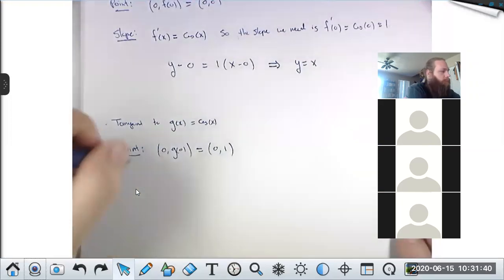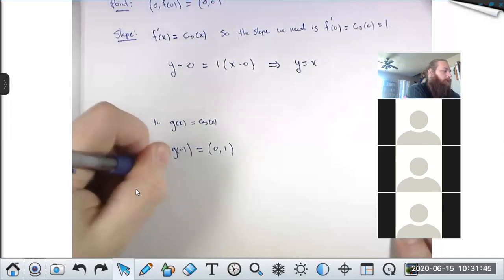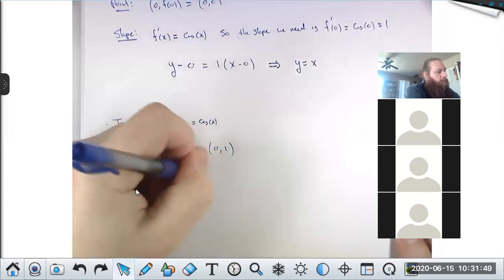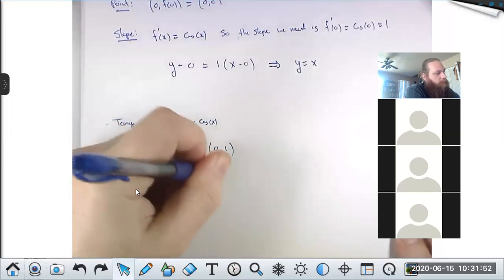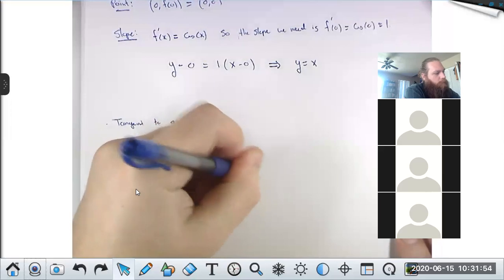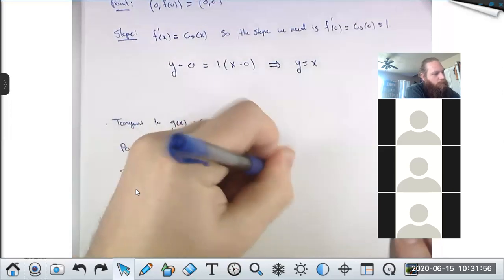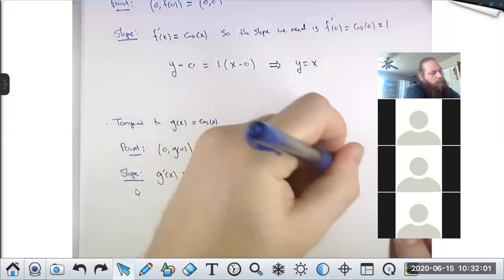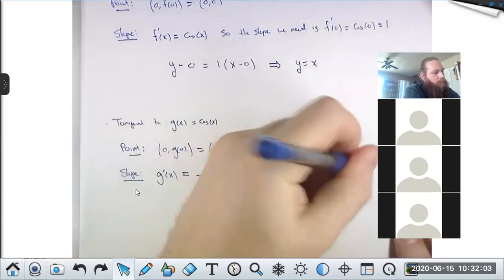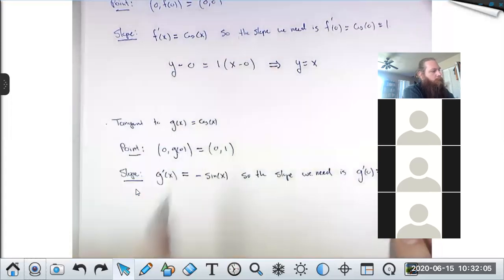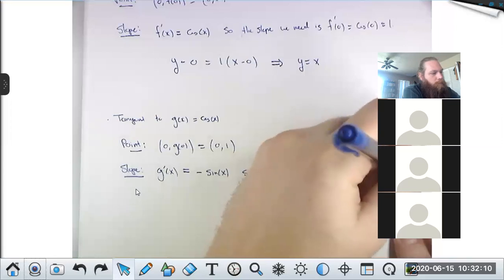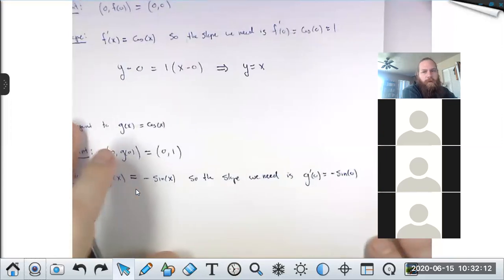Down here, my slope is going to come from g prime. The derivative of cos x is negative sine x. So the slope we need is g prime of 0, which is negative sine of 0. But what is the sine of 0?